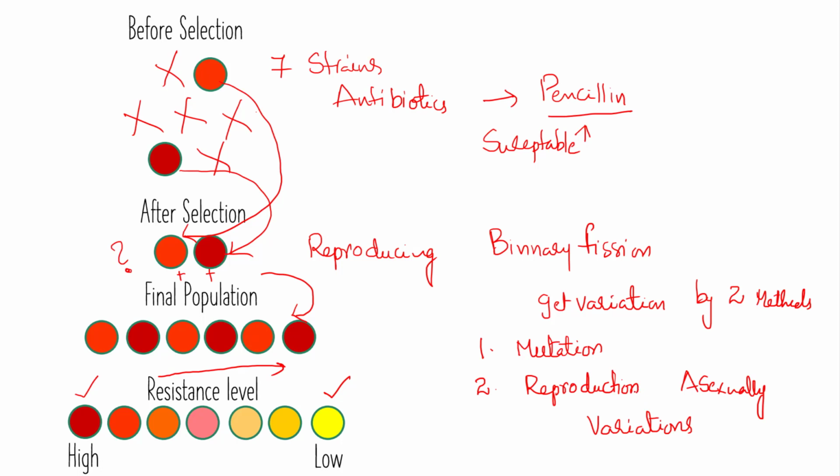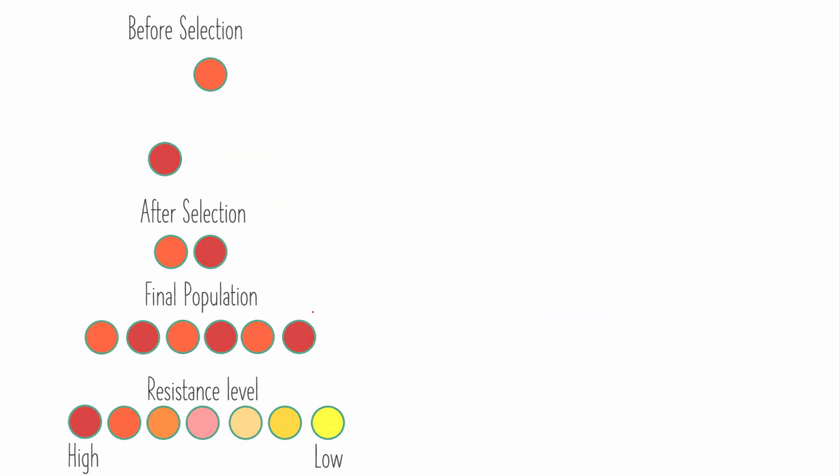So this is how adaptation can be seen in organisms, by 2 methods: one is mutation and the other is what we generally call reproduction. In sexually reproducing organisms, sexual reproduction definitely induces variation. The major cause of variation in higher animals and plants is sexual reproduction, because it introduces variation through a mechanism called meiosis.